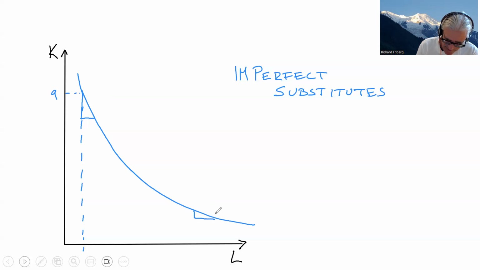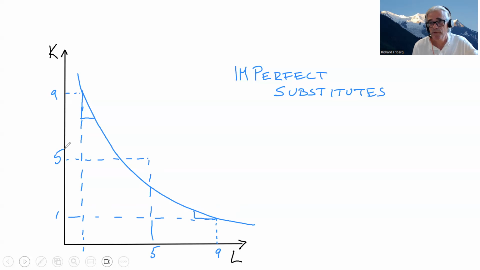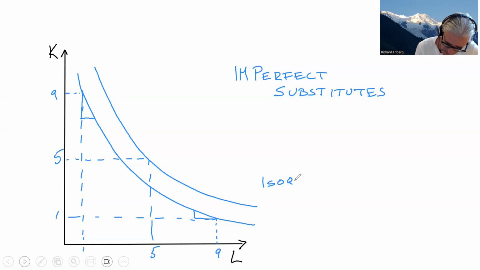So you would have a pattern like this where you have this kind of bowed out shape. So think of here, say 1 and 9. You could produce a given number of bread with 9 units of capital and 1 unit of labor, or with 1 unit of capital and 9 units of labor. But if you had like 5 of each, you would actually be able to produce more. So you would be able to reach a higher isoquant. So it's isoquants.